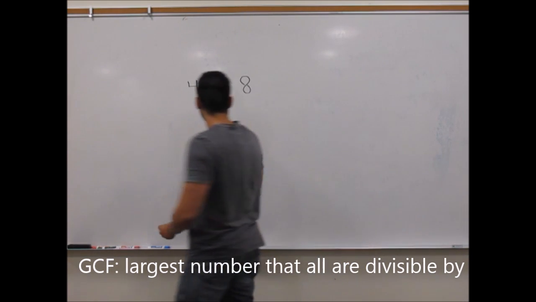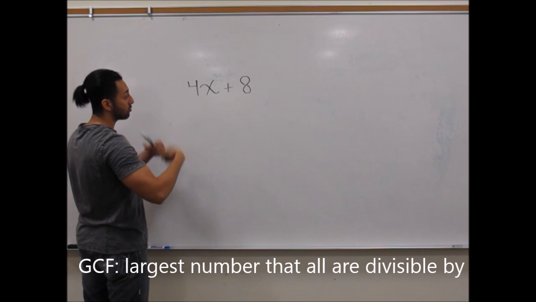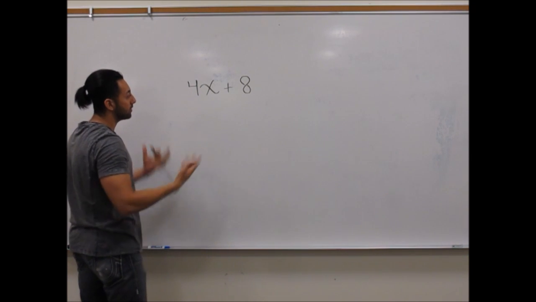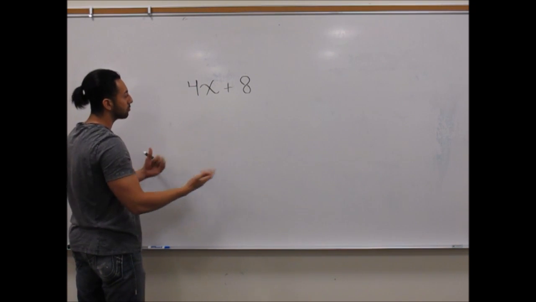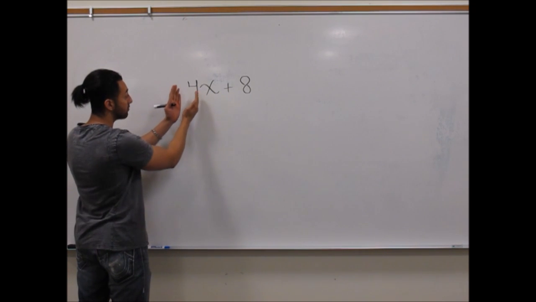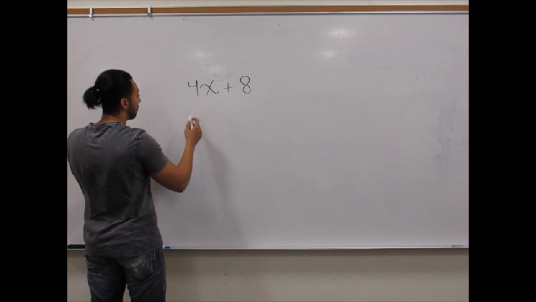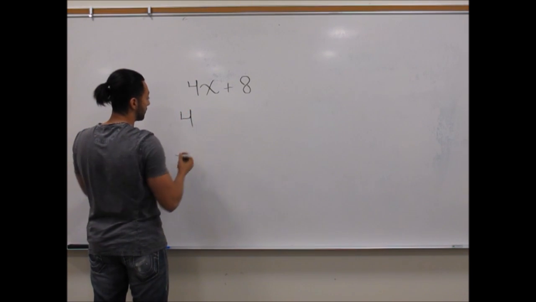I could pull out a 2, but that's not the greatest common factor. That would just be a regular factor. To pull out the greatest common factor, you have to think of the largest number that goes into both. Since 4 goes into 8, that is the greatest common factor. Factoring the 4 out of here, just write the 4 like that.